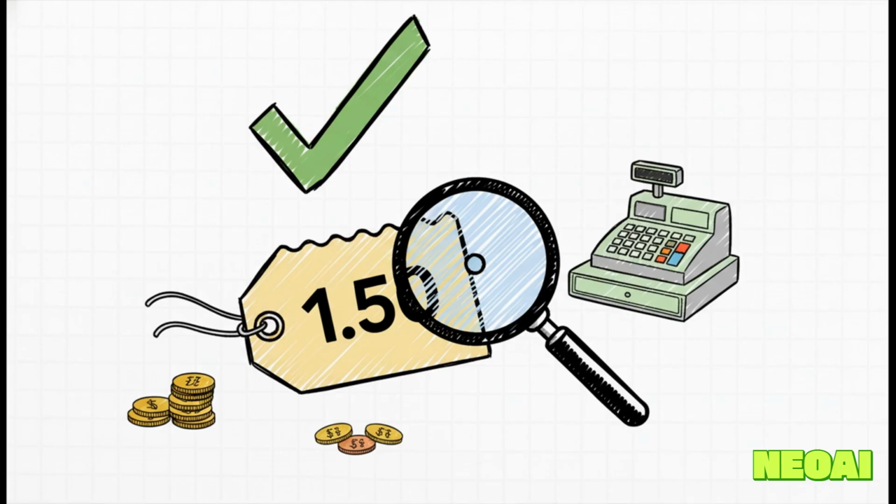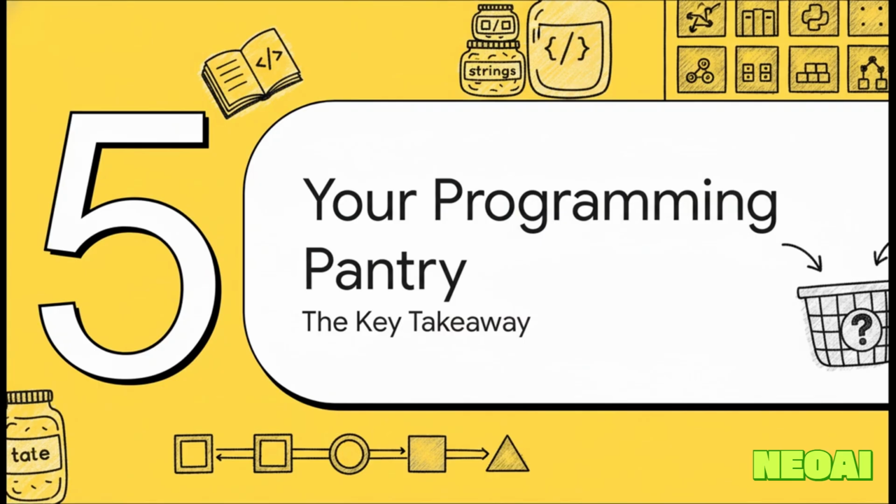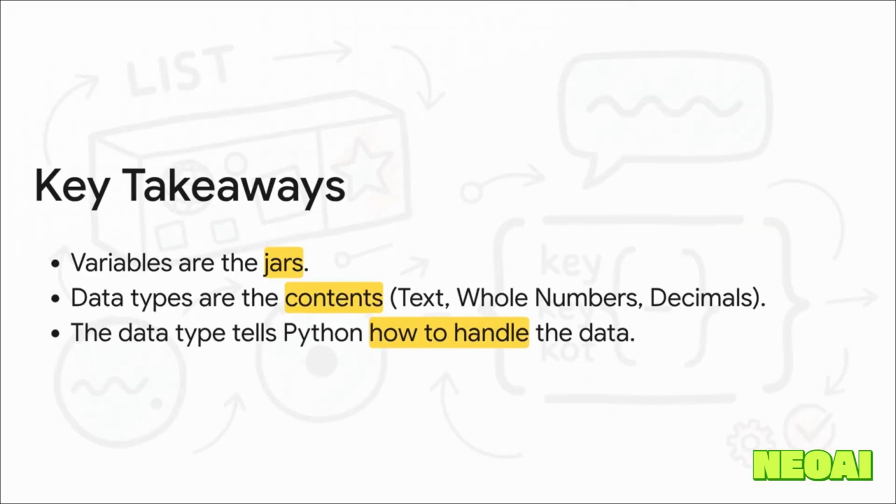Awesome job. Okay, so let's put a bow on this. It's time to organize our new programming pantry and nail down the key takeaway for today. So here's the big picture, the main thing to remember. The variables you create, those are your jars. The data types we just learned about, text, whole numbers, decimals, that's the stuff you put inside the jars. And this is the most important part. The type of stuff you put in the jar tells Python exactly what it's allowed to do with it.